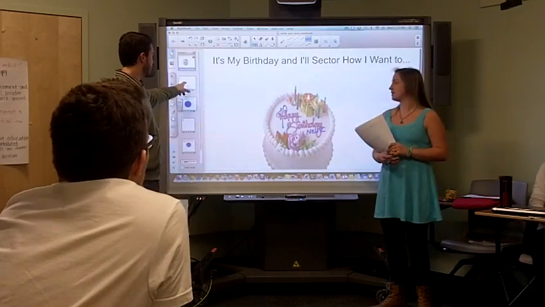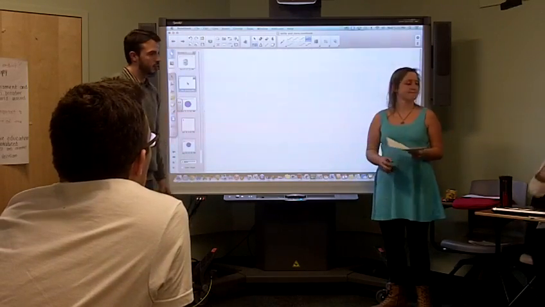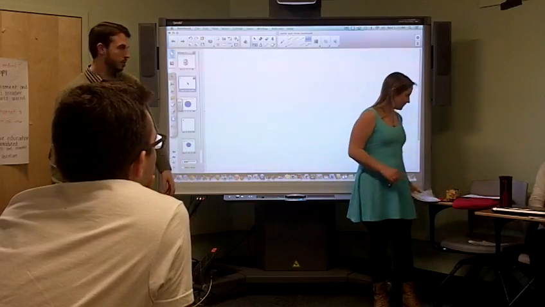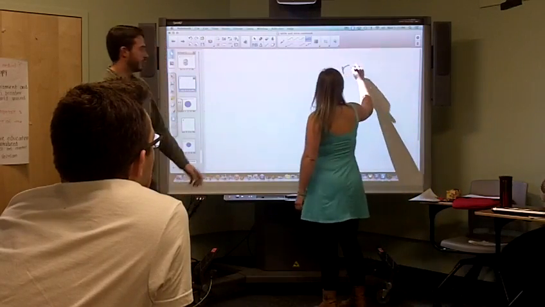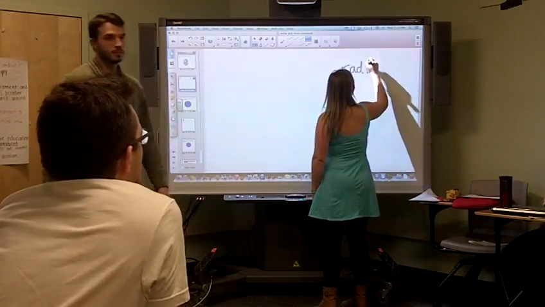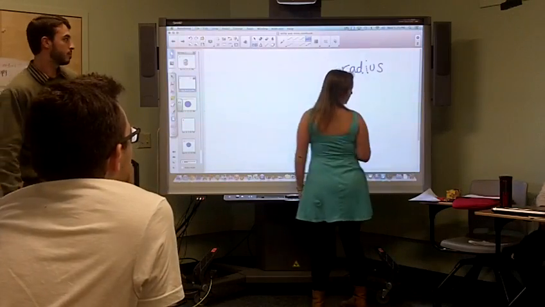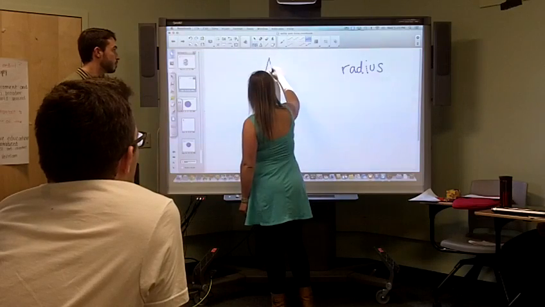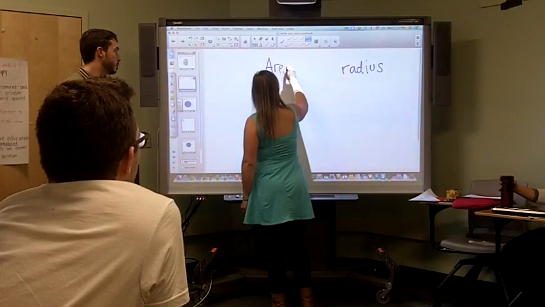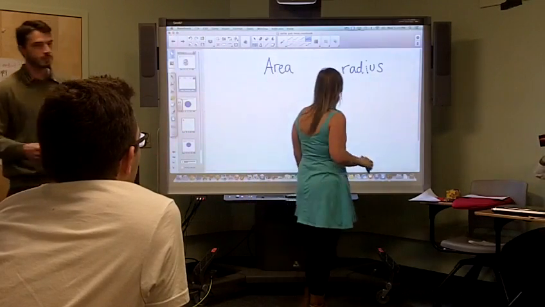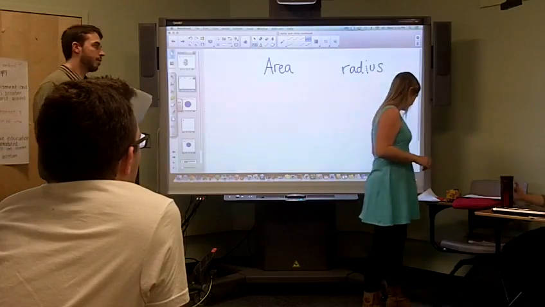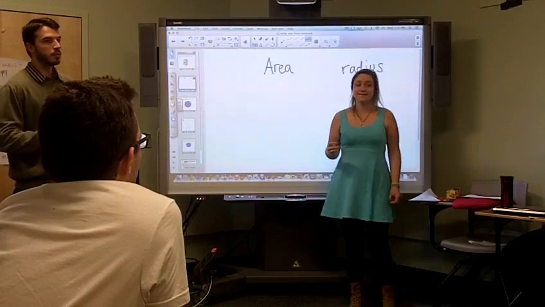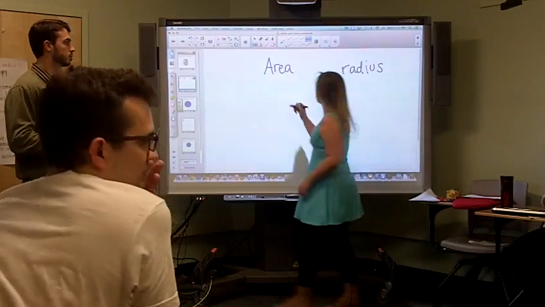What kinds of things do we need to know about finding the area? A radius. We need the radius. Anything else? Radius and circumference?